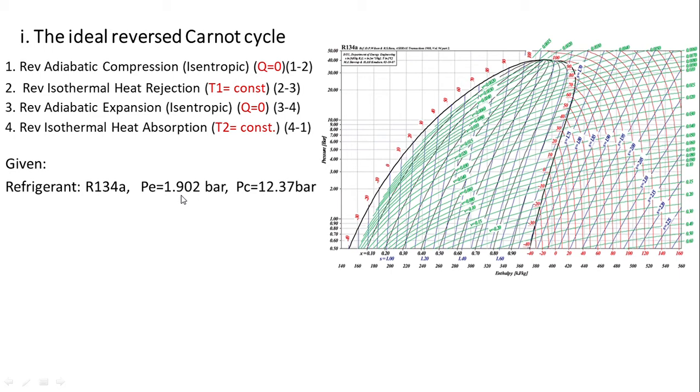Evaporator pressure is 1.902, which means it is just below the 2 bar line. So you can draw that line like this. This dotted line is showing you the evaporator pressure, PE.